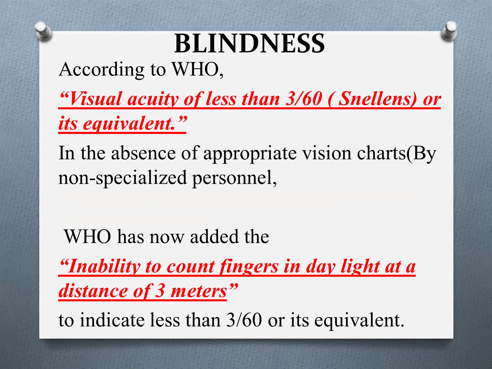The next slide is blindness and the definition. According to the WHO, it is visual acuity of less than 3 by 60 according to the Snellen's chart or its equivalent. In the absence of appropriate vision charts by non-specialized personnel, we will go with the other definition of the WHO: inability to count fingers in daylight at a distance of 3 meters, to indicate less than 3 by 60 and its equivalent.